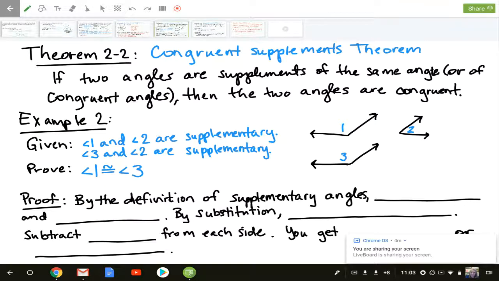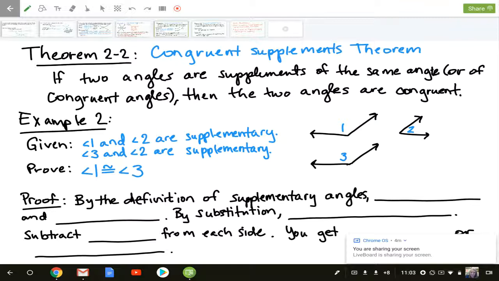Okay, another theorem that we're going to see in this section, Theorem 2.2, is called the congruent supplements theorem. Every book will maybe teach theorems in a different order, so it's hard to just remember the numbers of the theorem. It's easier when they give us a name like congruent supplements theorem or vertical angles theorem. When we use it, we can easily tell where it came from, what our reasoning is.